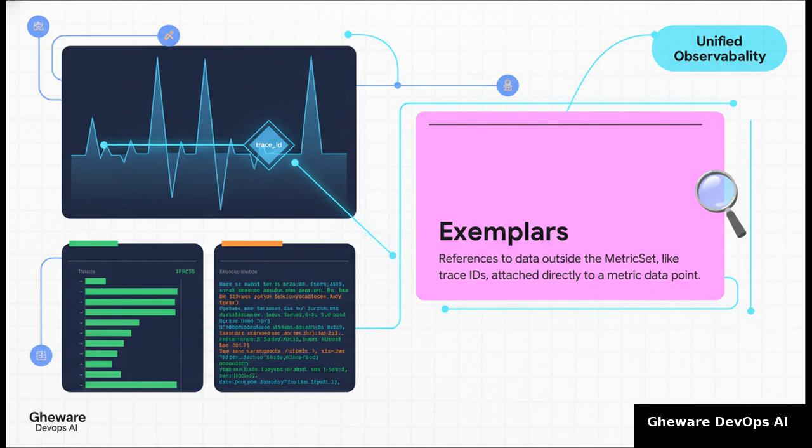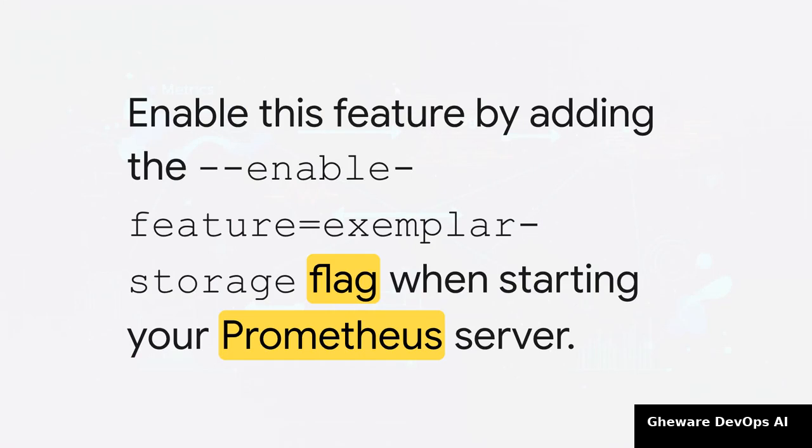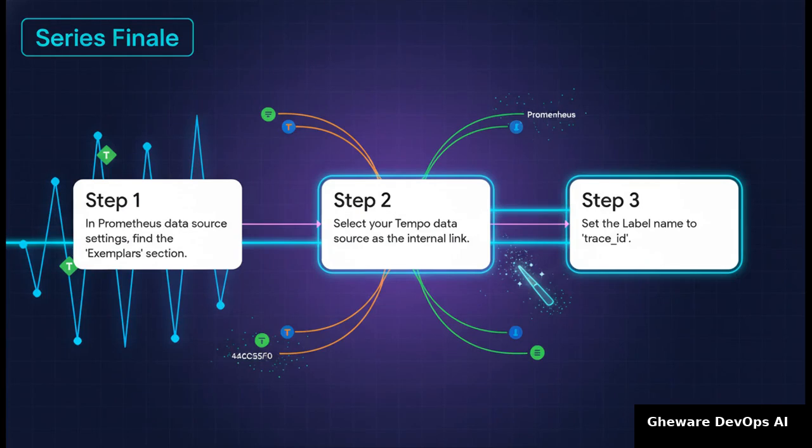It's incredible. First things first, we need to tell Prometheus to actually store these things. It's a super simple config change. You just add this exemplar storage flag when you start up the server. This basically turns on a special storage just for holding these trace IDs, making them ready to be linked from your graphs.